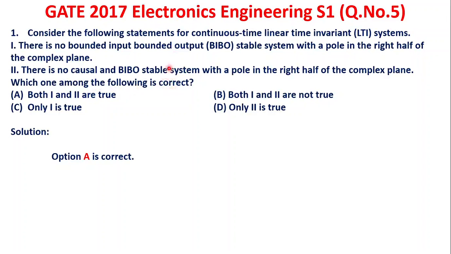Both the statements are correct because we cannot have a stable system with a pole in the right half of the s plane. Similarly, causal and BIBO stable systems, they are also stable. So we cannot have a stable system with a pole in the right half of the s plane. Since the BIBO stable system is there in both the statements, both are correct only. So both 1 and 2 are true. Therefore, option A is correct. So let us move on to the next problem.